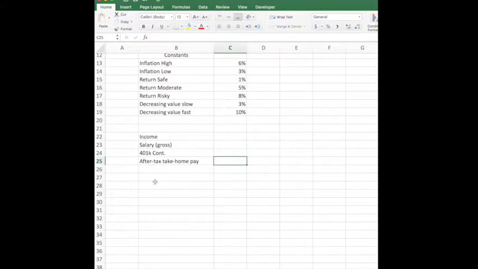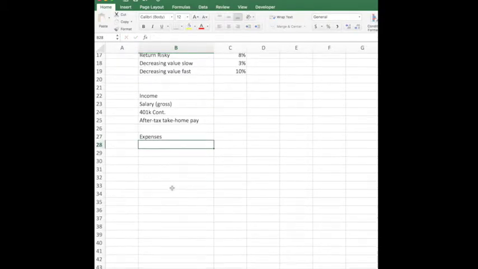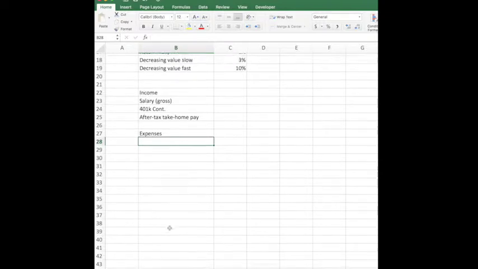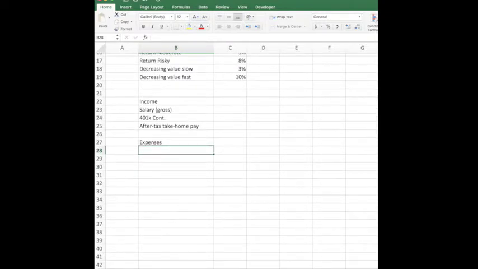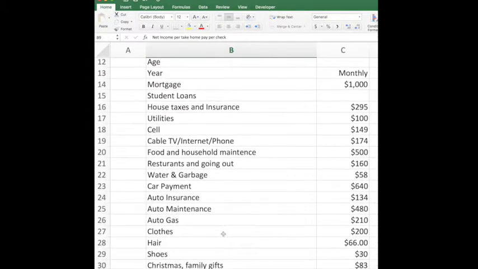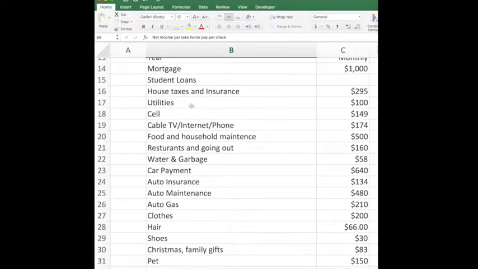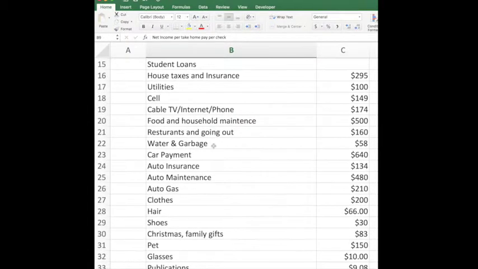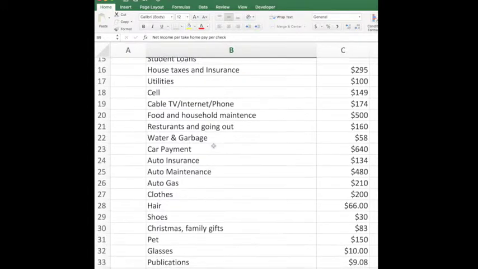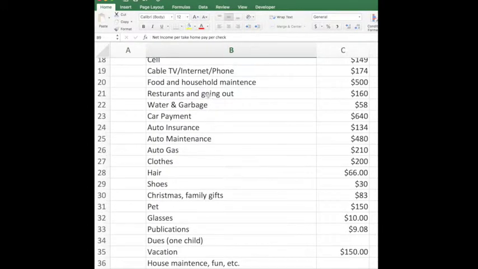But this is income. So now we've just got expenses. Expenses are going to be quite a lot. So you know you're going to have all kinds of different bills, and the more exact you can be here, the more exact your plan will be. So let's go to the example and see what they said. We have mortgage, student loans, house taxes, utilities, cell, cable, internet, phone. They merge those together. You could break those apart. Food, household maintenance, again, you could break that into several categories. Restaurants and going out are two different things, but they're both sort of entertainment. Garbage, water are utilities, car payments, all the car expenses, clothes, hair, shoes.